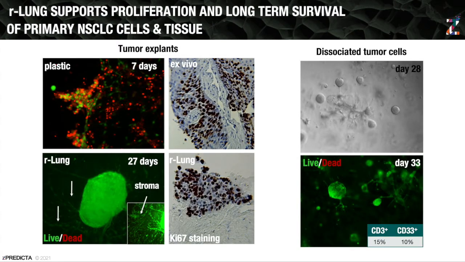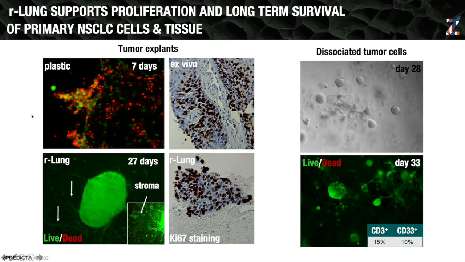Now, looking at the reconstructed lung, again, looking at primary tissue, we can either use tumor explants and then put them into our extracellular matrix. So if we take a tumor explant and put it on plastic as shown here, within 7 days, as you can see, this tissue is disintegrating. This is using live-dead staining, where red marks dead cells and green marks live cells.